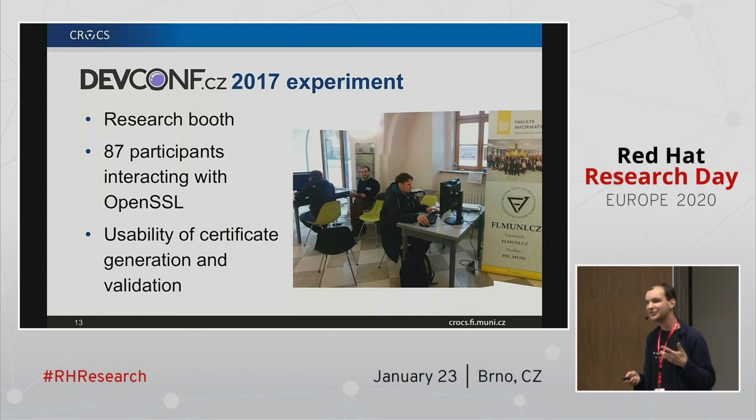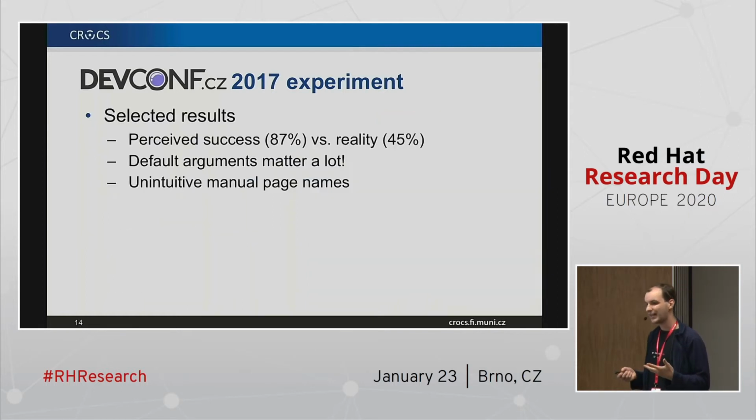And the results were somewhat complicated because 87% of the users thought that they succeeded in the tasks, while only 45% of them actually did. So they weren't even able to get from the outputs or the error messages that there is an error and that they didn't succeed.